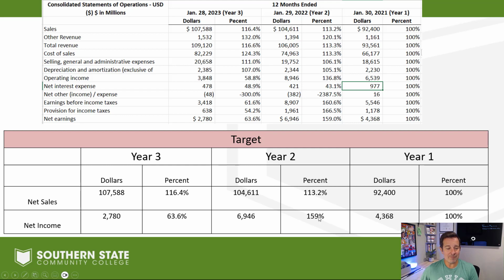Net income went up 59% from year 1 to year 2, but look what happened between year 1 and year 3. Goodness gracious. Nearly a 40% drop in net income from year 1 to year 3. What in the world happened? How can sales go up 16% but net income go down 40%? Again, let's look for the culprit here in the data.